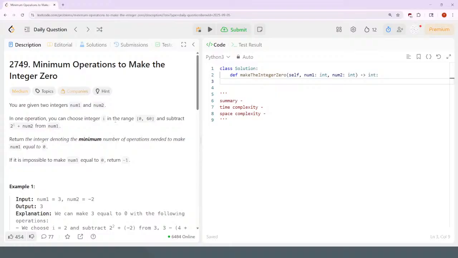In one operation, you choose integer i, which is in the range of 0 to 60, and subtract 2^i plus num2 from num1. Return the integer denoting the minimum number of operations needed to make num1 equal to 0. If it's impossible, return -1. Huh. What?